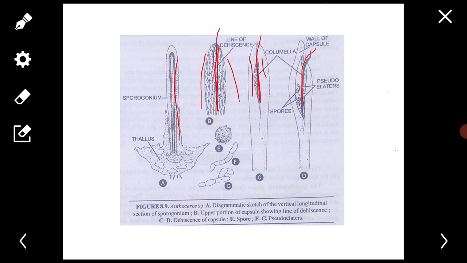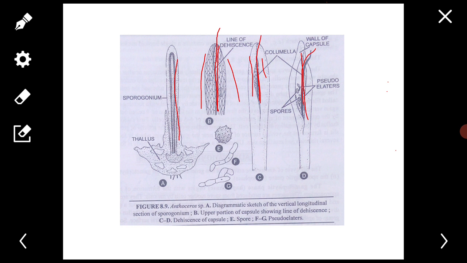The split starts in the dehiscence, which gradually expands and extends downwards, exposing the spores and pseudoelaters, both of which are inside. The pseudoelaters begin to perform twisting movement, separating the spores. Due to this twisting movement, the spores separate from the spore tetrad.